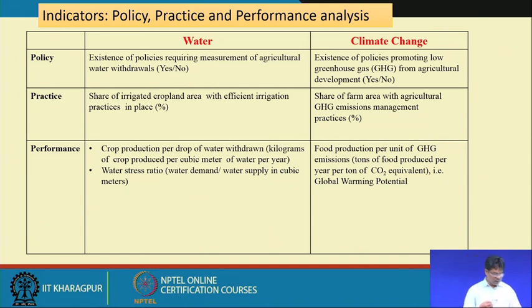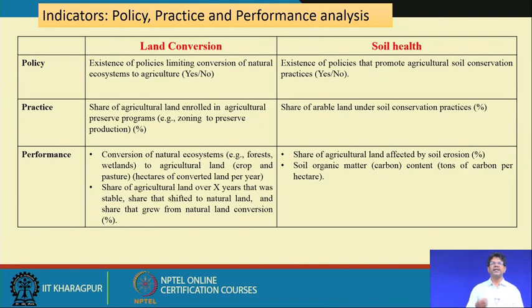This is for water and climate change. Similarly, you can evaluate the policy, practice and performance analysis for other indicators like land conversion and soil health. In land conversion, we can check the existence of a policy limiting conversion of natural ecosystems to agriculture, yes or no. If so, then the share of agricultural land enrolled in an agricultural reserve program.